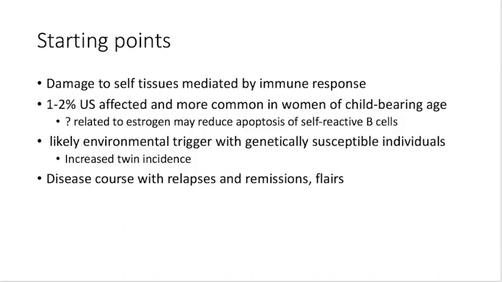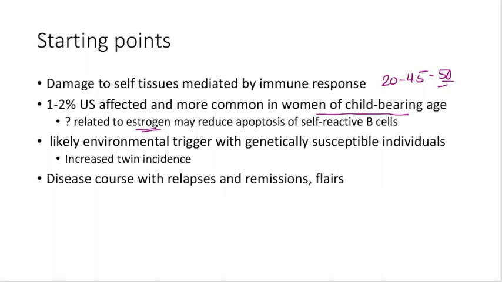1 to 2% of the US is affected, and it is more common in women of childbearing age. Classify that as 20 to 45, as high as 50, right? Because we still may not have menopause until after 50. They possibly believe it's related to estrogen, as this may reduce apoptosis of self-reactive B cells. Not entirely sure. Since it's more common in women of childbearing age, they do believe that it is related to estrogen.